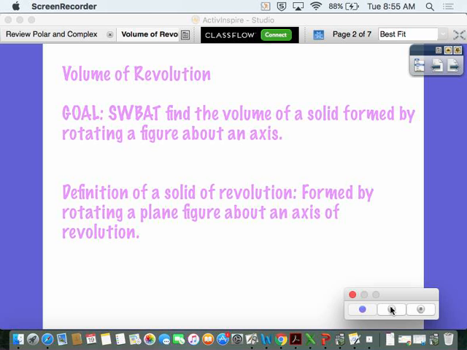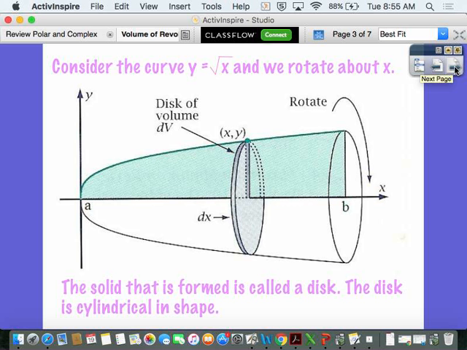So basically what you're doing here is you're taking a curve that's graphed, and you are literally taking a part of the graph and rotating it around the x-axis. And I have a picture that represents that. So consider the curve of y equals, just take a look at this for a second. I'll give you guys a second to write this down.